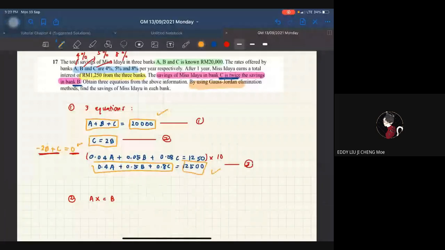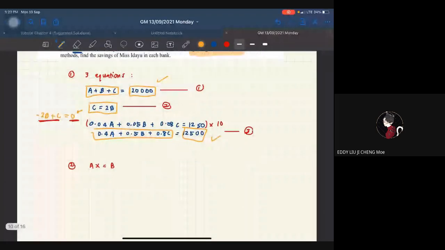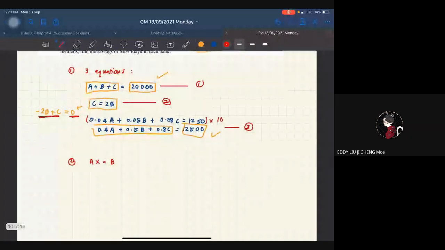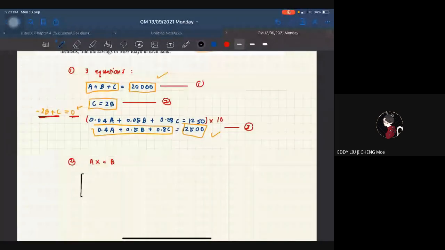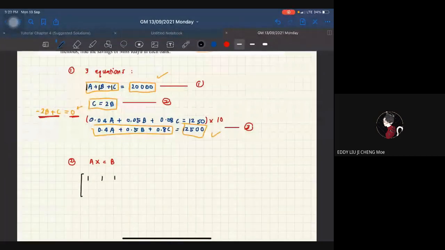Okay, so sekarang dah boleh jadikan dia dalam bentuk AX equals to B. Okay, so just write down your matrix for A first. Okay, so awak first kat sini awak ada satu dengan satu. So you have 1, 1 and 1. Okay, and then close bracket.